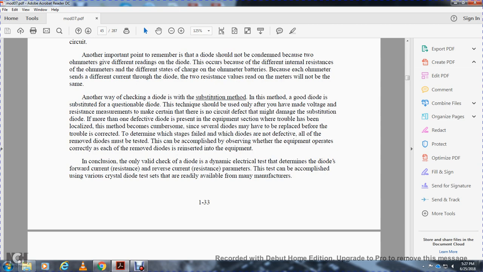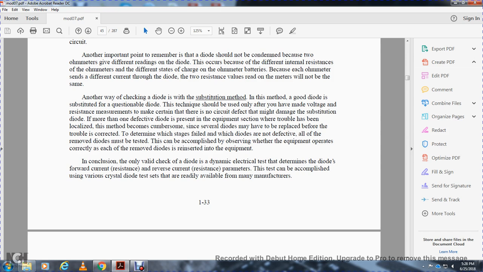Another way of checking a diode is with the substitution method. The method is to substitute a good diode for the questionable diode, but the technique should be used only after you have made voltage and resistance measurements to make certain there is no circuit defect that might damage the substitute diode. If more than one defective diode is present in the equipment section where the trouble has been localized, replacing them may become cumbersome.